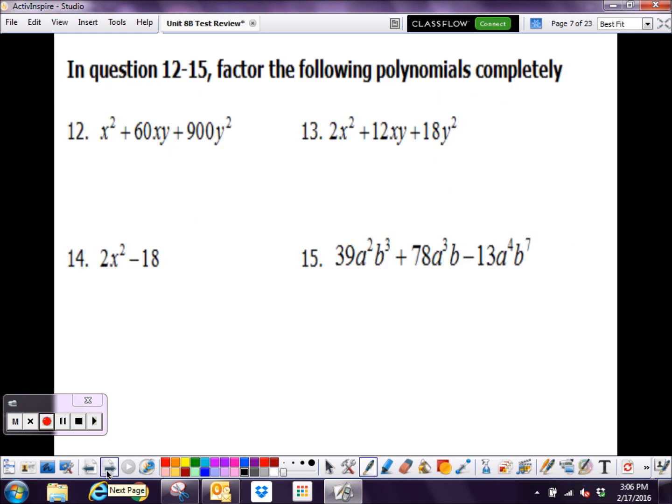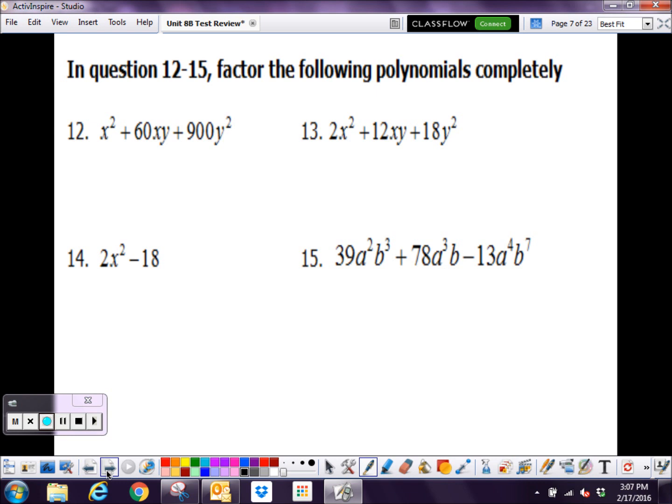All right, this says in questions 12 through 15, factor the following polynomials completely. Okay, so we're going to keep doing as much as we can on these problems. All right, so on number 12, I'm going to look at this and see if there's a GCF. Okay, well, there's not a GCF.